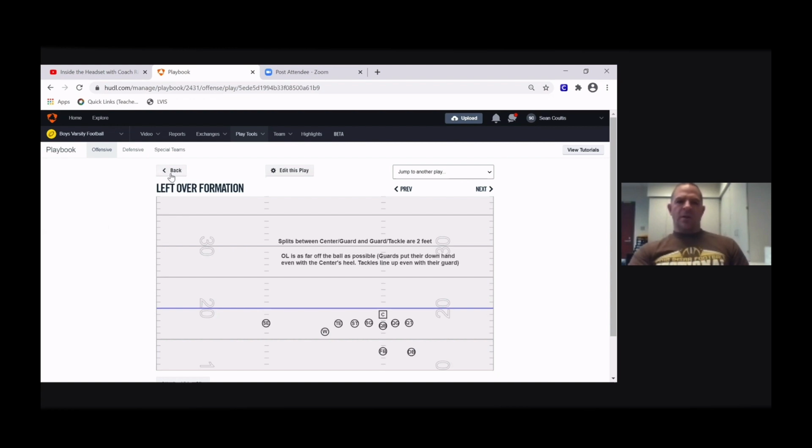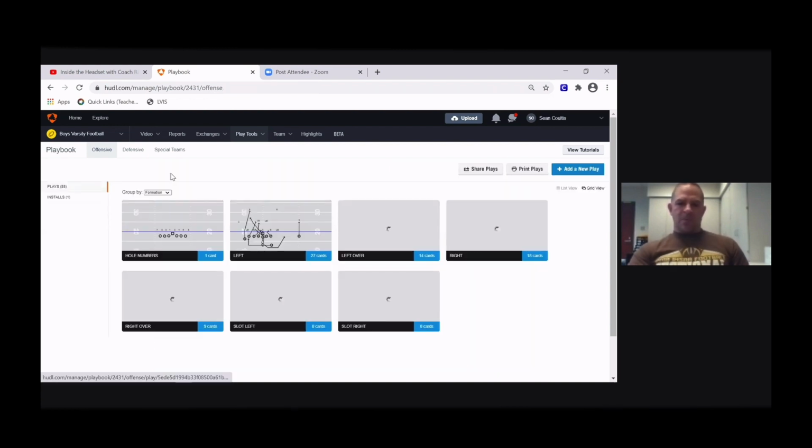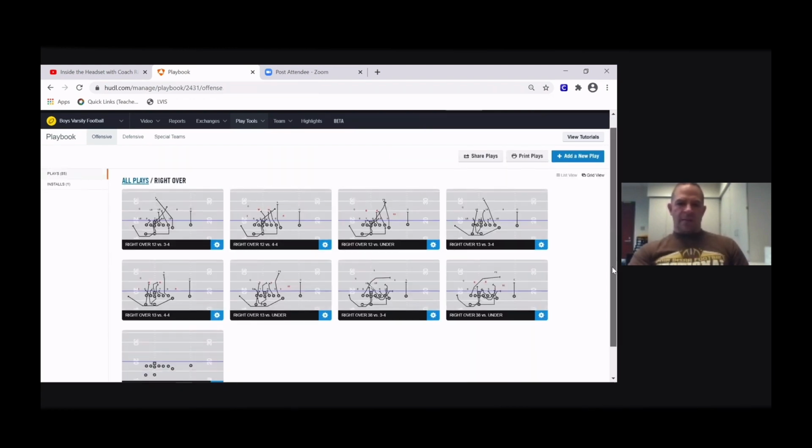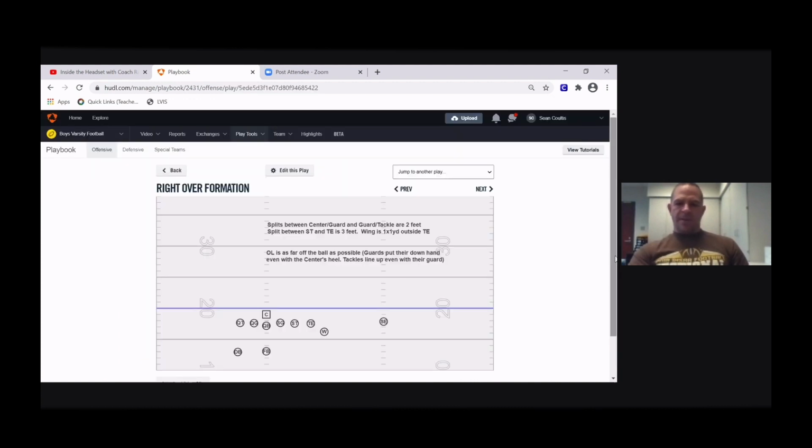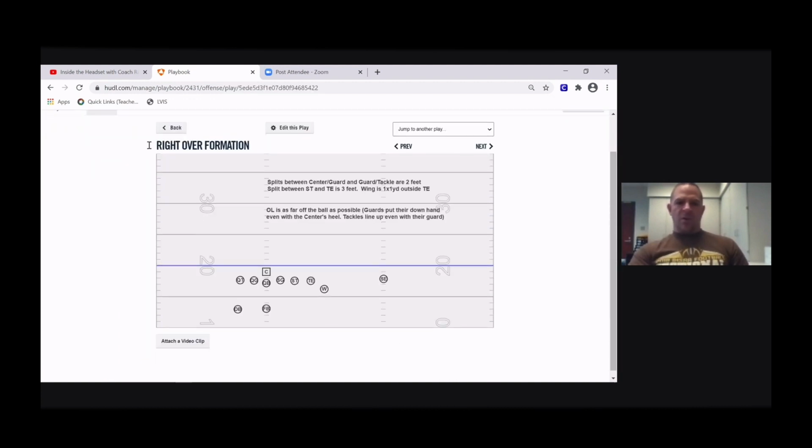And if we called right over, it's just the same thing going the other way. Right over, it's going to look like this. And again, it's right formation, so the strong side knows to go to the call. There's your strong guard and strong tackle, and the quick guard and the quick tackle. And again, your split end is coming over to an unbalanced look.